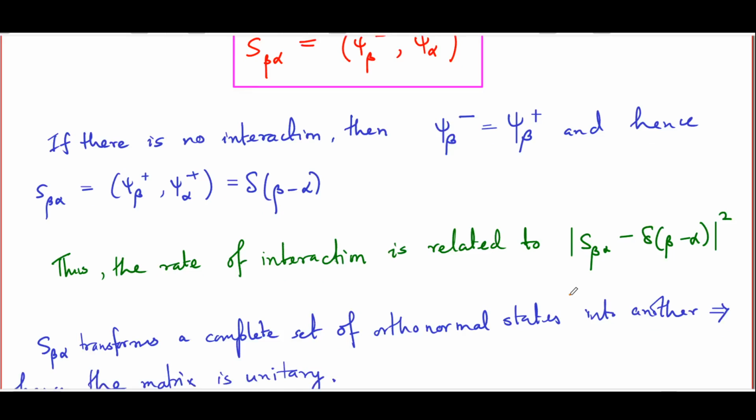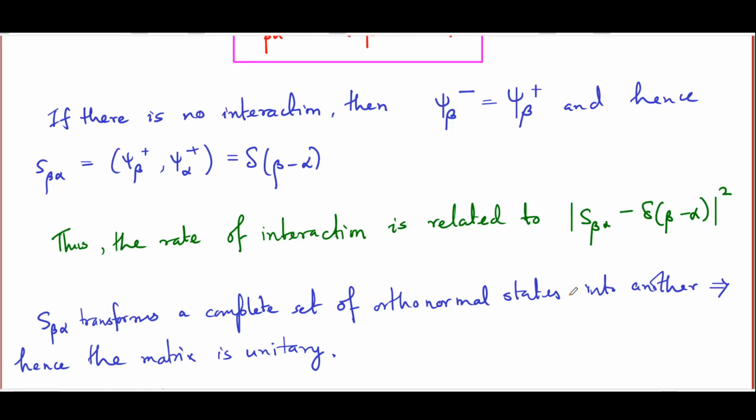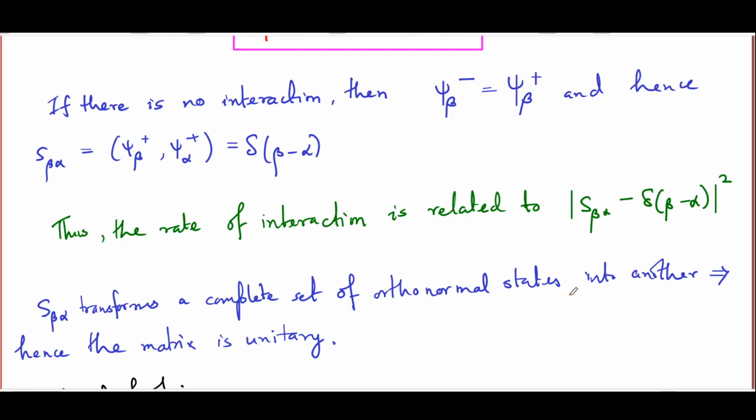Now since S beta alpha transforms the in states essentially into out states, taking a complete set of orthonormal states into another complete set of orthonormal states, it is a standard result in linear algebra that this matrix here is a unitary matrix. Let us now take a look at a slightly more detailed proof of this, starting from the very definition of unitarity of a matrix.